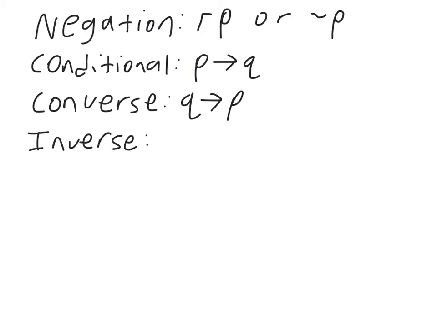Next we have the inverse, which just negates both P and Q. So this is saying if not P, then not Q. So just like we were saying on the other example, if you are a baby, then you are illogical. This one says if you are not a baby, then you are not illogical. Again, not always necessarily true.